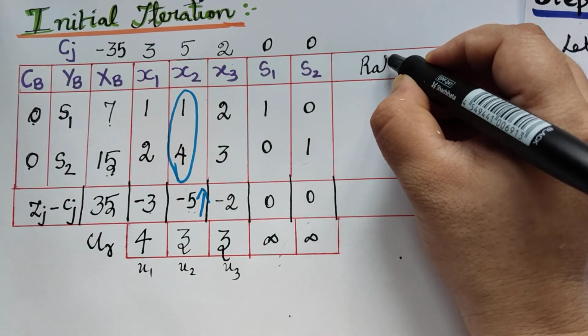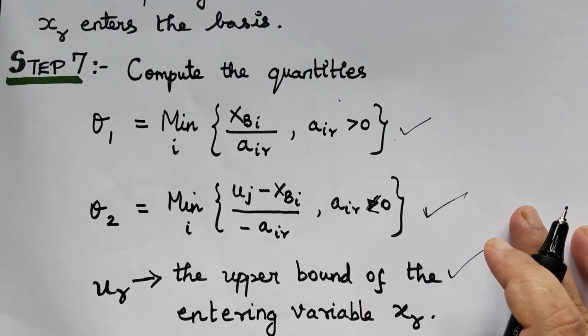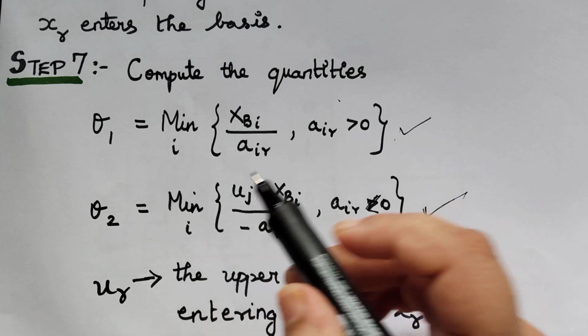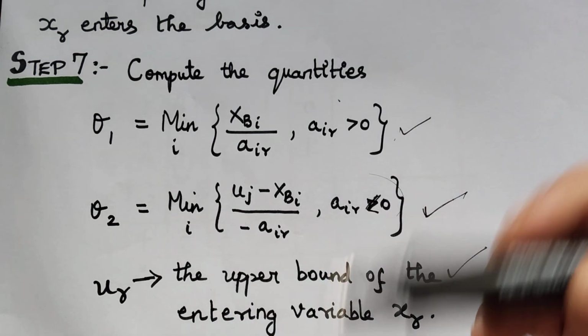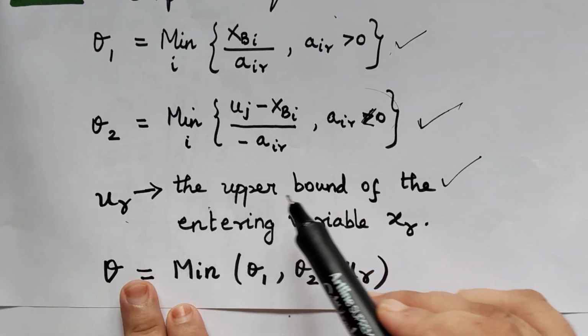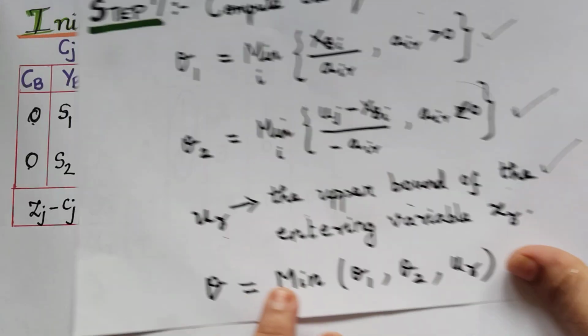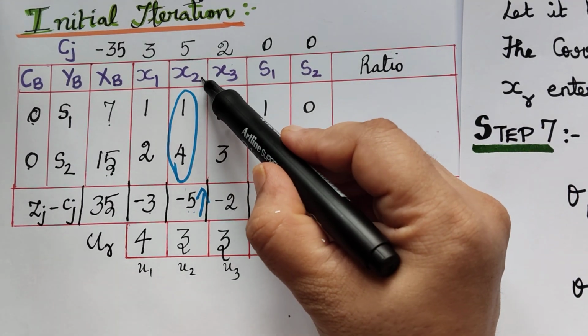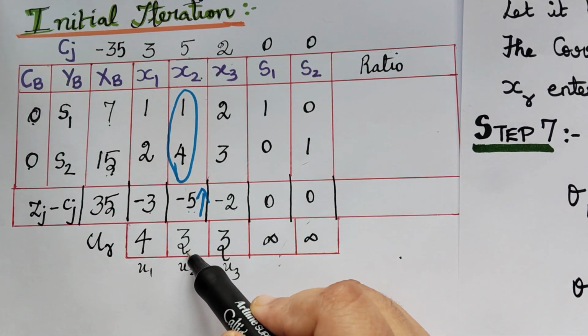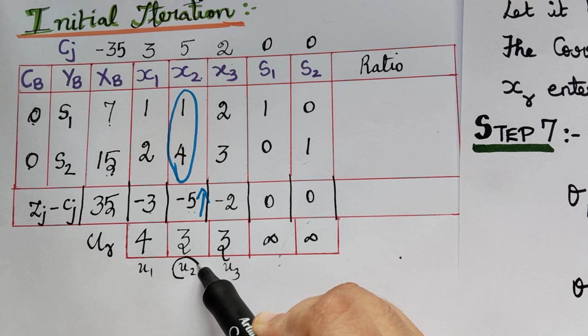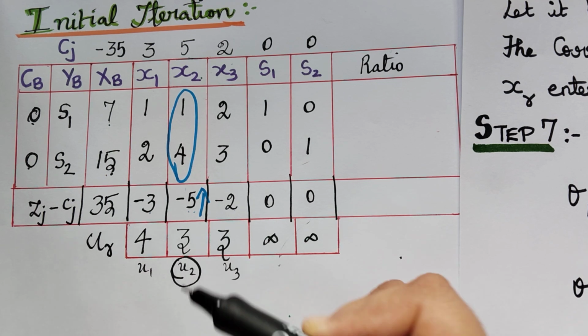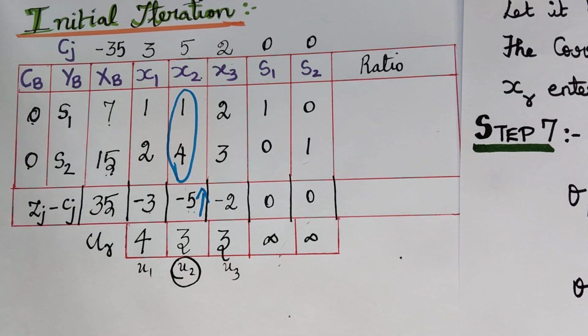We used to find a ratio column. So that is theta 1. Theta 2 is a little different over here. So we will understand this while solving the problem. And ur is the upper bound of the entering variable xr. Here the entering variable is x2 and the corresponding upper bound, that is u2, will be ur. So 3 is the corresponding upper bound.